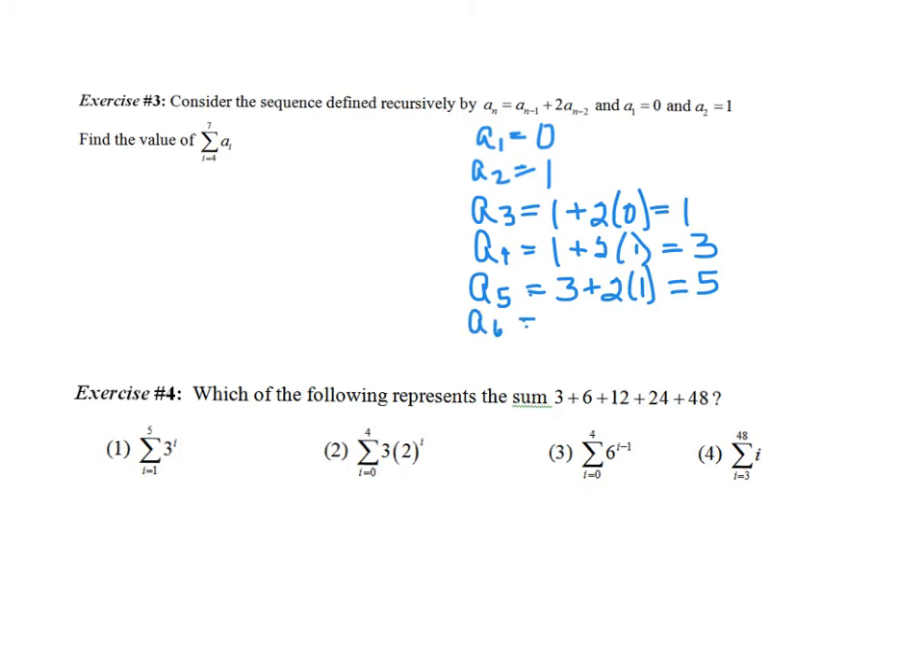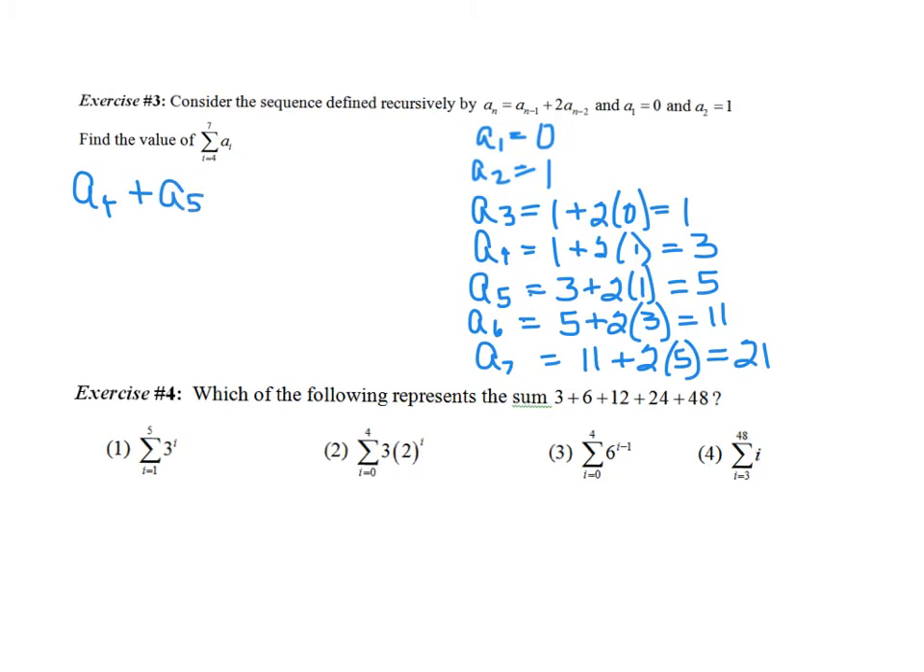a6 will be equal to the previous term 5 plus 2 times the term before that one, so that gives me 5 plus 6, 11. And a7, the previous term 11 plus 2 times the term before that, so that's giving me 21. Now I want to add together terms 4 plus 5 plus 6 plus 7. So that tells me add together 3 plus 5 plus 11 plus 21. So I think that gives me a total of 40.